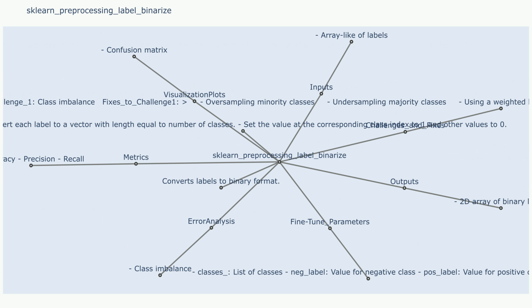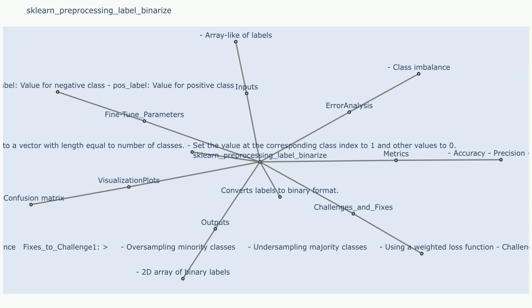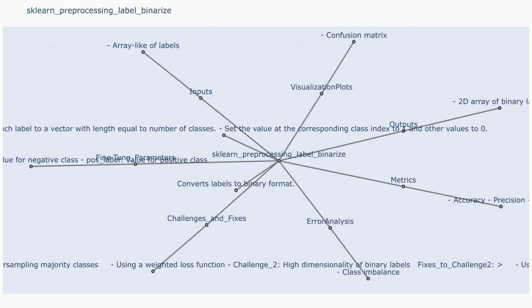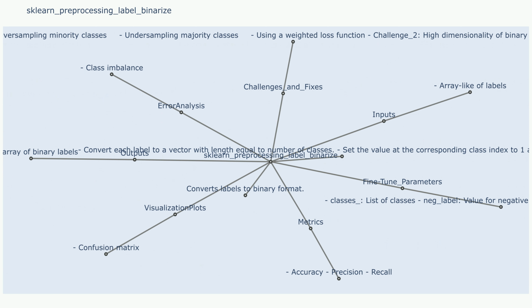Metrics. Accuracy. This metric measures the percentage of correctly classified samples. Precision. This metric measures the proportion of correctly classified positive samples among all samples predicted as positive. Recall. This metric measures the proportion of correctly classified positive samples among all actual positive samples. F1 score. This metric combines precision and recall into a single score.